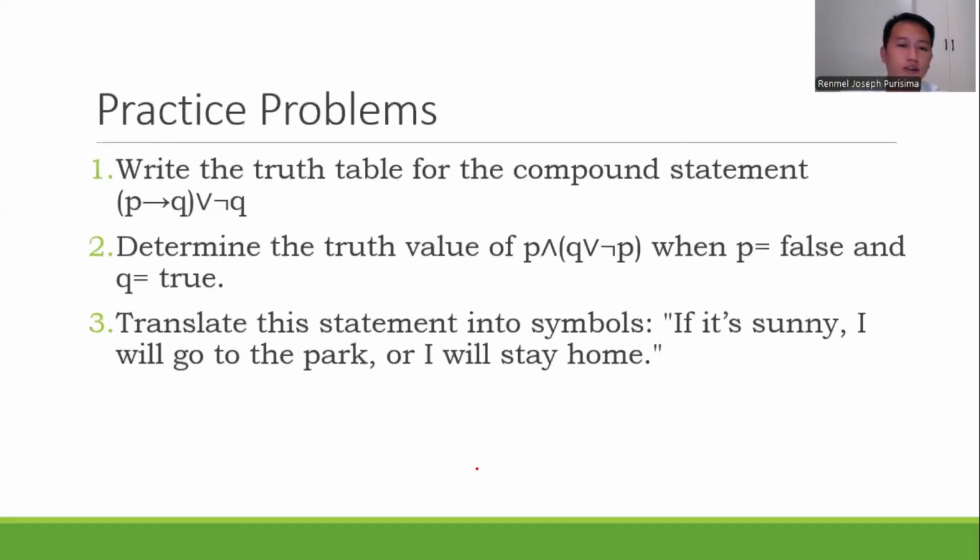So here are the practice problems that you need to submit during the face-to-face. For the first one, you need to create a truth table for this one. For the second, you need to just identify the truth value whenever P is false and Q is true, to verify if it is the same with the truth table. And for number three, you will be translating this statement into symbols: If it's sunny, I will go to the park or I will stay home.